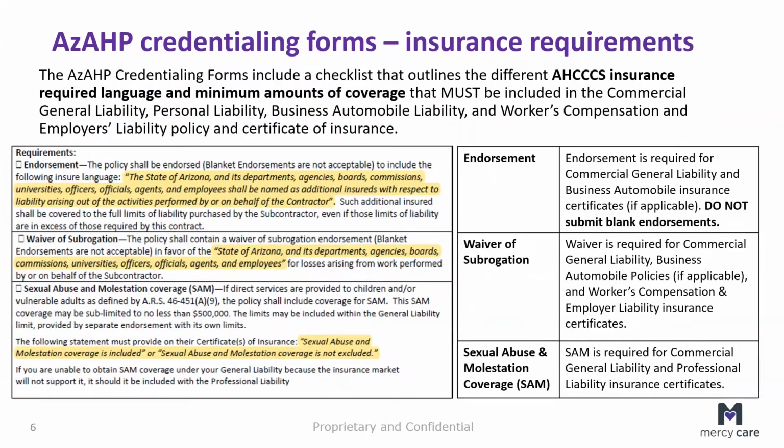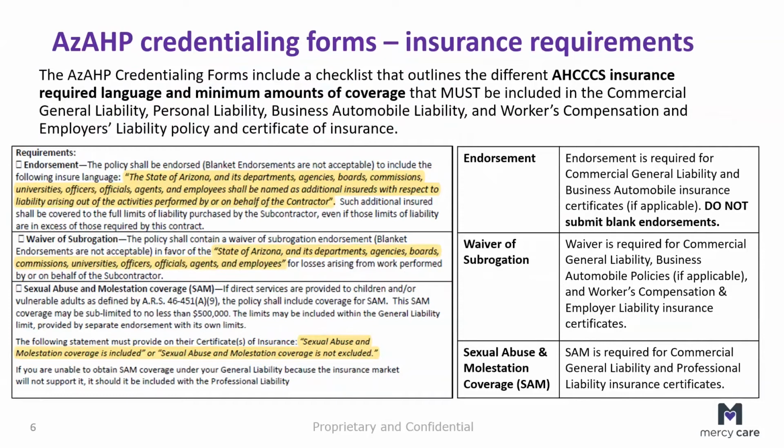Next thing we're going to go over is the AzAHP credentialing form's insurance requirements. The AzAHP credentialing form includes a checklist that outlines the different AHCCCS insurance required language and minimum amounts of coverage that must be included in the commercial general liability, personal liability, business automobile liability, and workers' compensation and employer's liability policy and certificate of insurance.